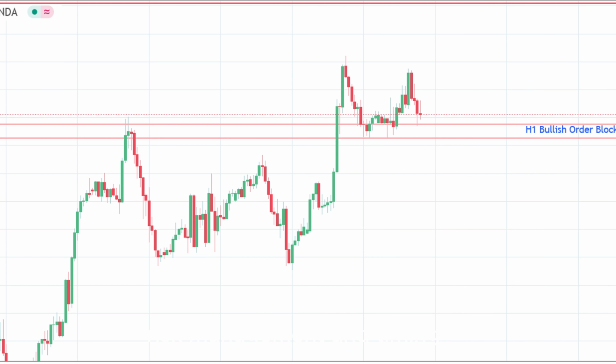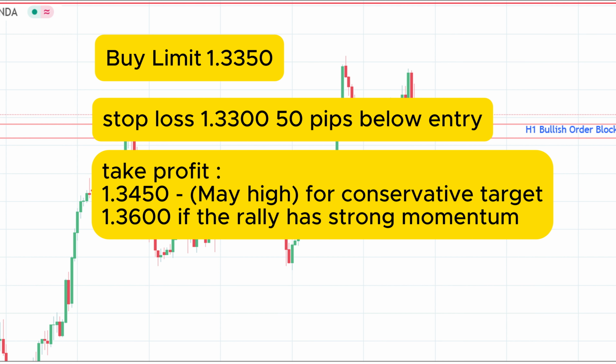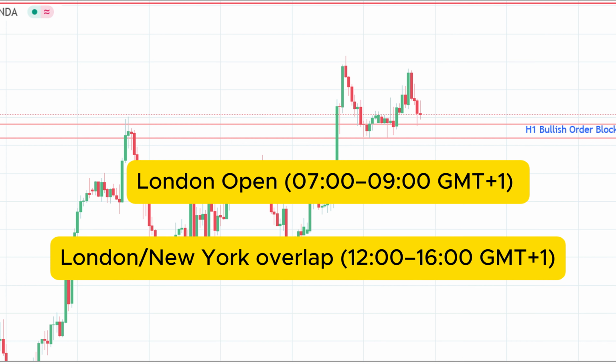Risk management and timing. Stop loss: 1.3300, 50 pips below entry, just under the H4 demand zone and recent swing low. Take profit: 1.3450, May high, for a conservative target, 1.3600 if the rally has strong momentum. Risk-reward, 1:2. Best execution times: London Open, 07:00 to 09:00 GMT+1, and London/New York overlap, 12:00 to 16:00 GMT+1, for maximum liquidity.